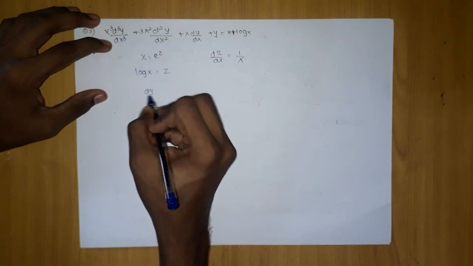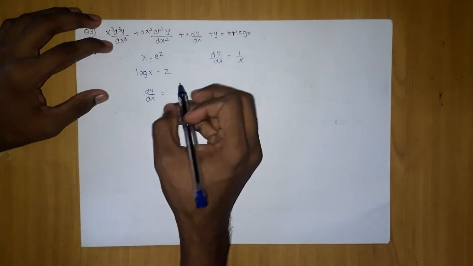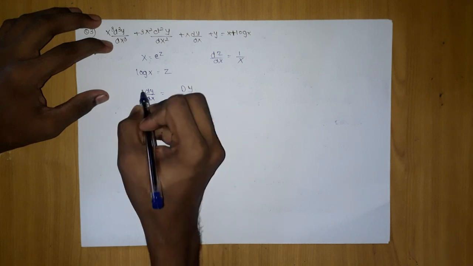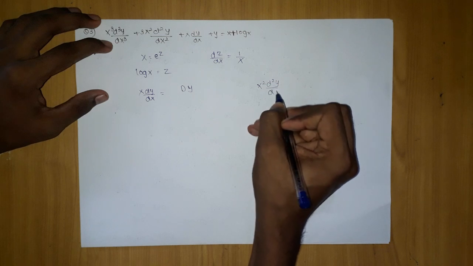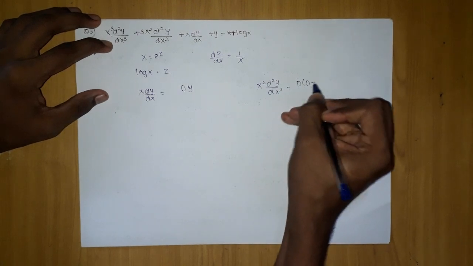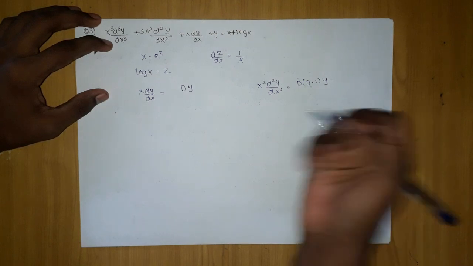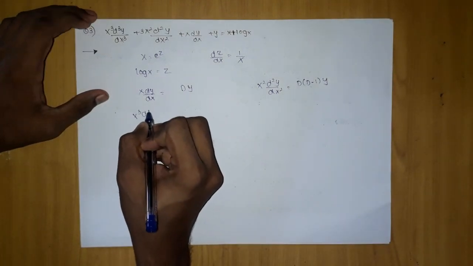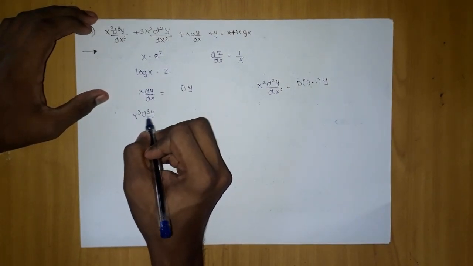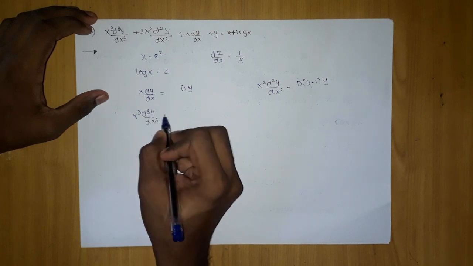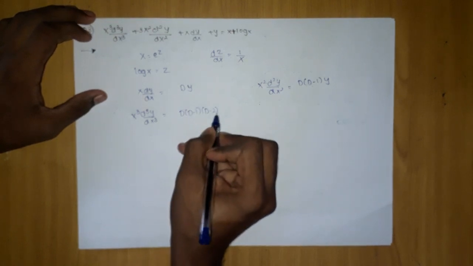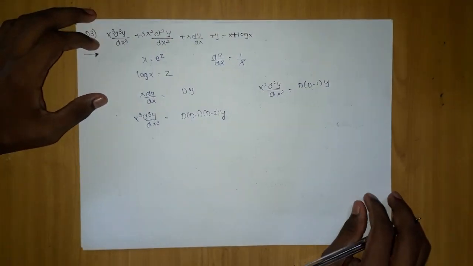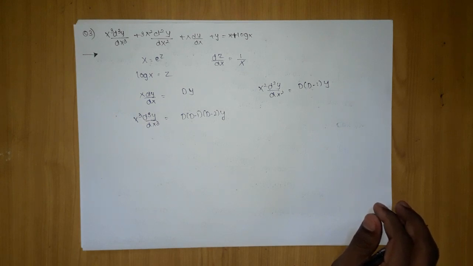After this you will come to know that x dy by dx is nothing but Dy, and x square d square y by dx square is nothing but D into D minus 1 into y. And similarly you will prove that x cube d cube y by dx cube is nothing but D into D minus 1 into D minus 2 into y. After proving these three, you will move on and substitute this in the given differential equation and try to get the answer.